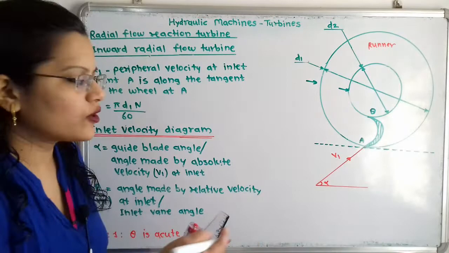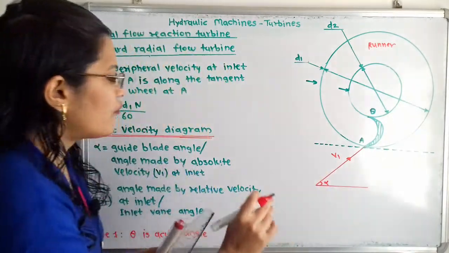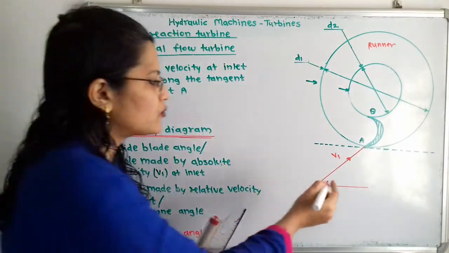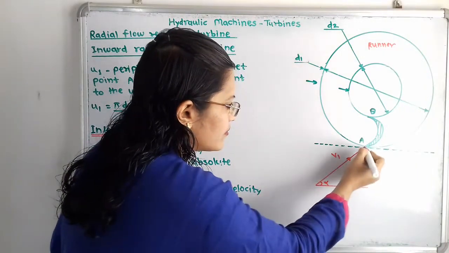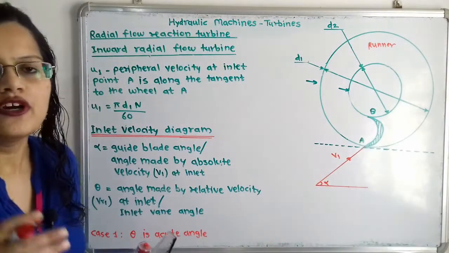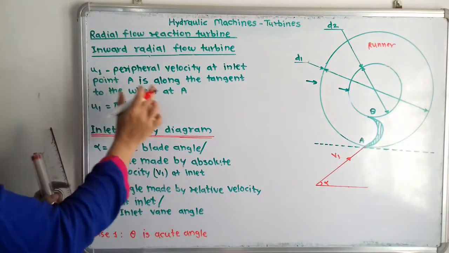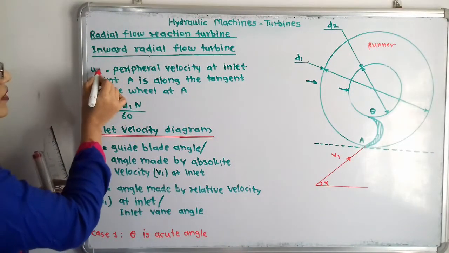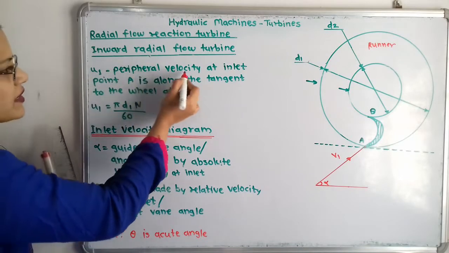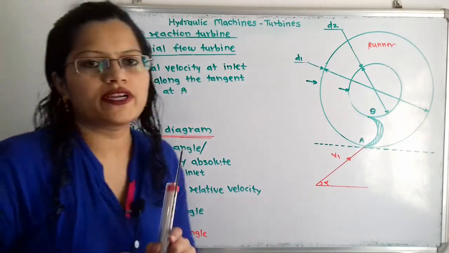I will draw one relative velocity. But before that, what is the point for that? For that we have to take one point to join this inlet tip. So how to decide this point? For that we have to draw this u1, the peripheral velocity at the inlet point A.